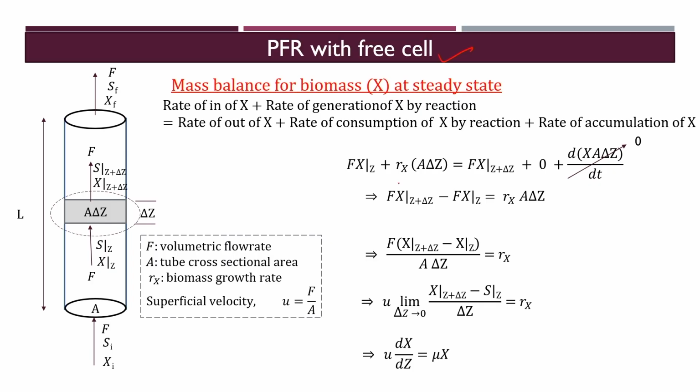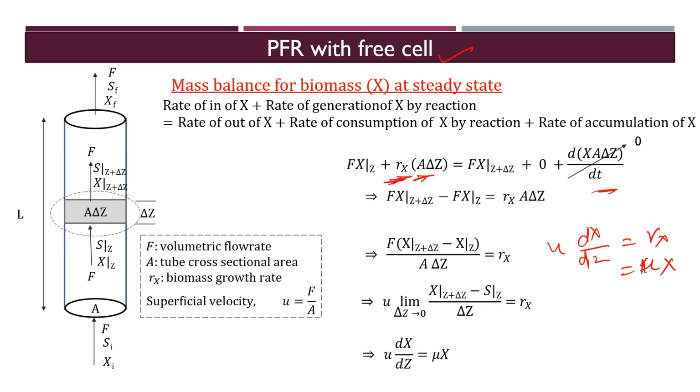So, what is going to change? There was the R enzyme and this will be the Rx, and V is A into delta Z, rate of accumulation is 0. So, this becomes F dx upon dz. So, we will be getting F, or if you divide F upon A, it will be U dx upon dz is equal to Rx, and Rx is equal to mu into x.